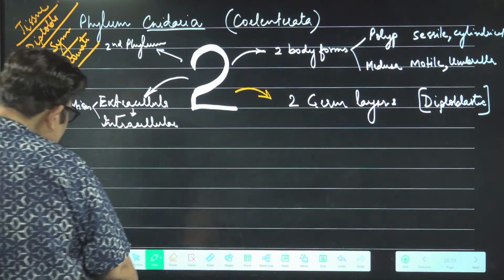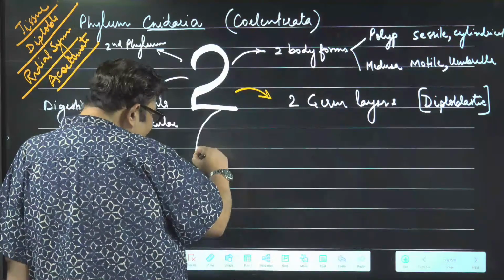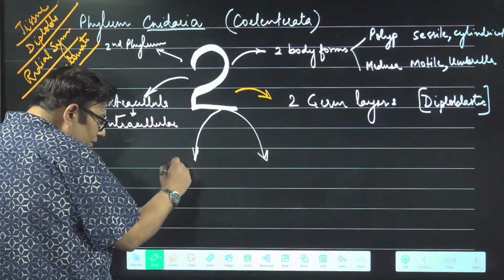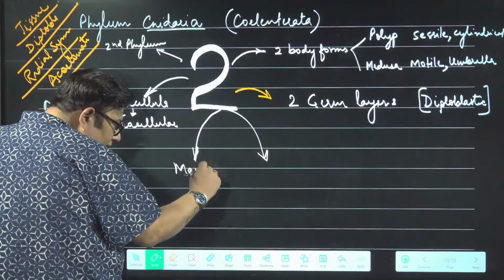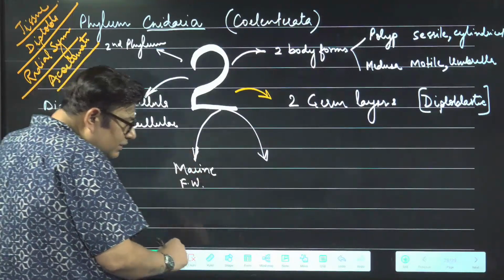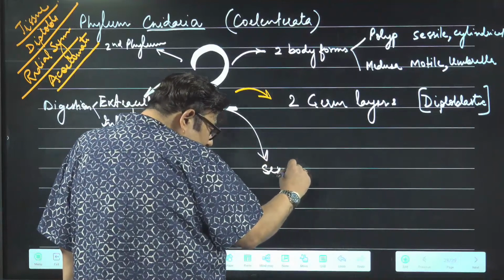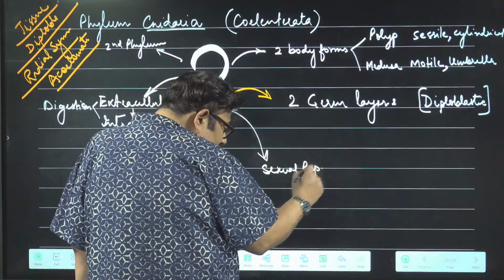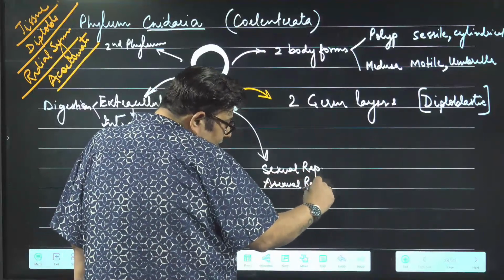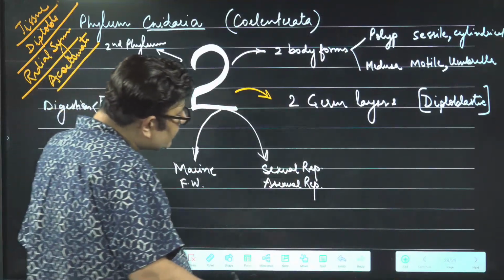Now, two more twos I can write here. I can think of two more twos, okay? And what are these? Let me begin. They have got both marine as well as freshwater forms. And they have got both sexual reproduction and asexual reproduction.